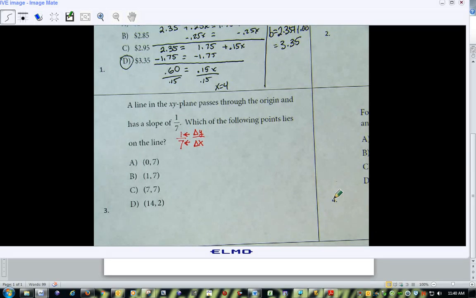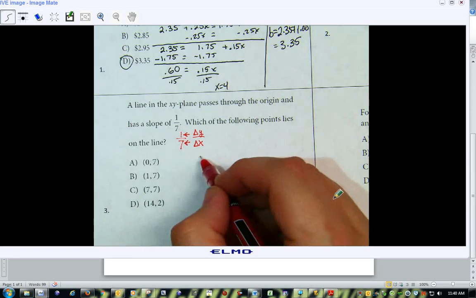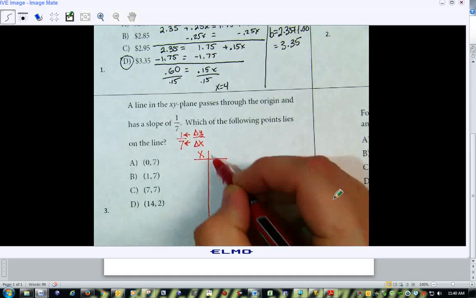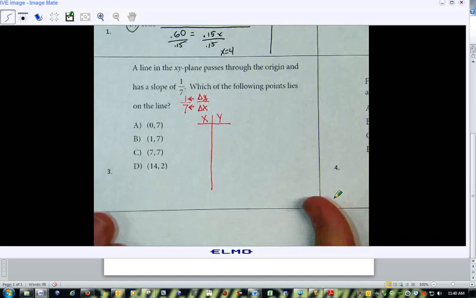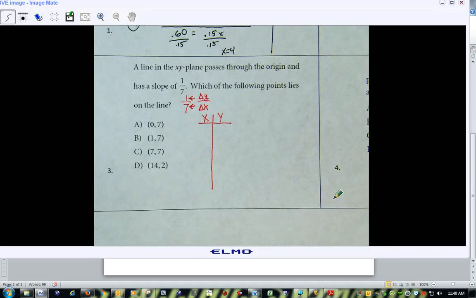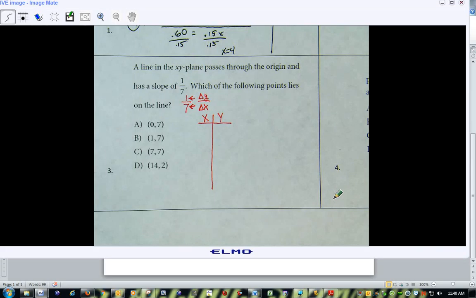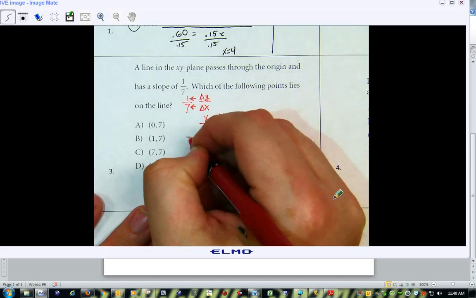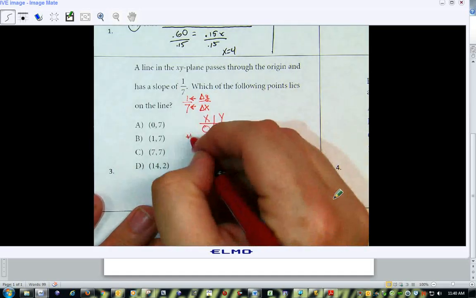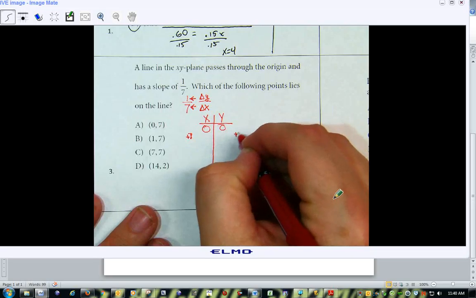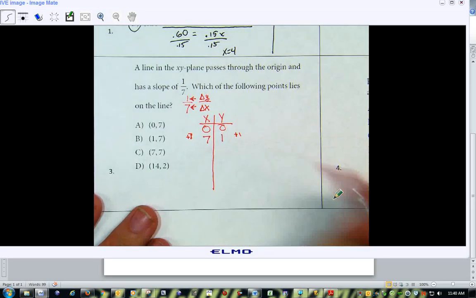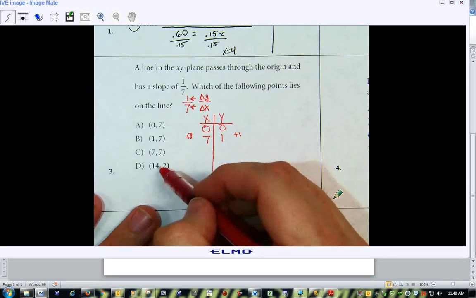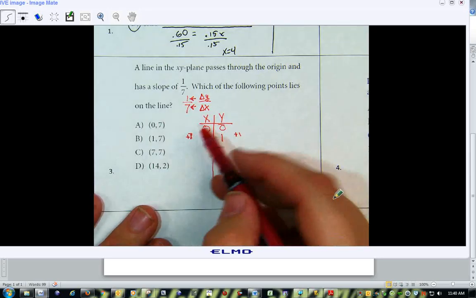So I would do this. I would just create an xy table. Where's the one point, the only point that's on the line? Well, it tells us we start at the origin. So there's 0, 0. For the x's, I add 7, and for the y's, I add 1. So it'd be like 7, 1. Is there a 7, 1 here? No, there's a 1, 7. It's there to trip you up.